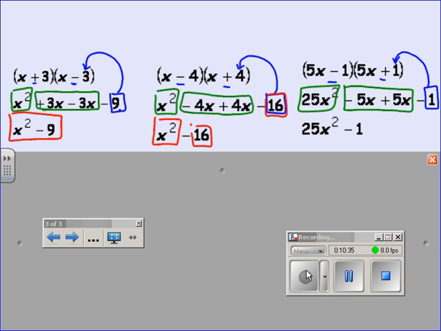Looking at special types of multiplying binomials makes your multiplication a lot easier. You don't always have to FOIL it out if you can see the pattern. And if you look for these particular types of multiplication problems, it just makes your multiplying very easy and it allows you to save a lot of time.